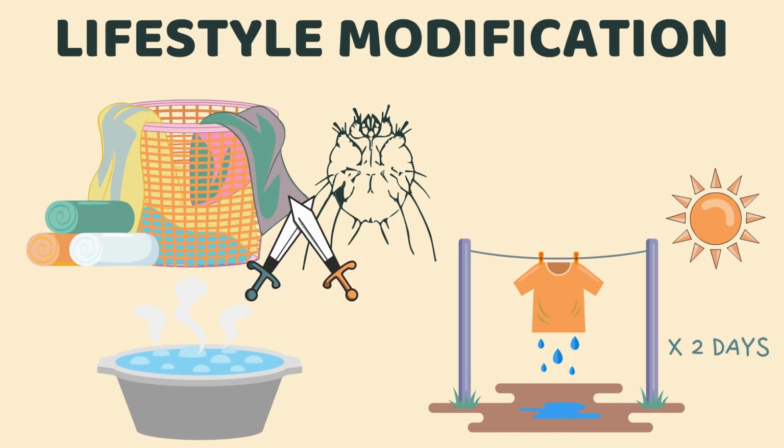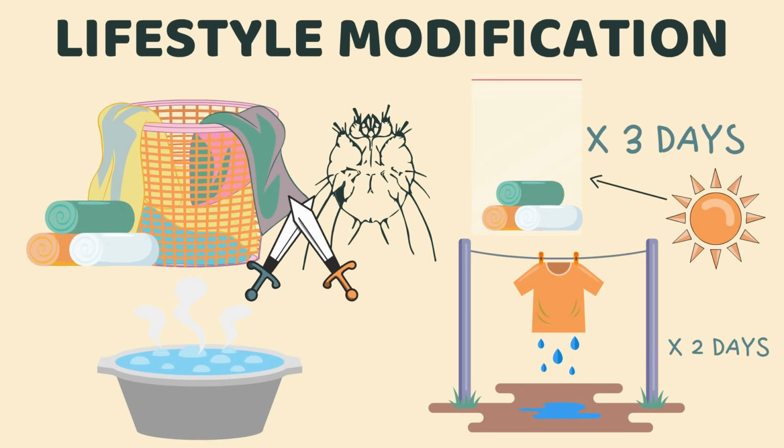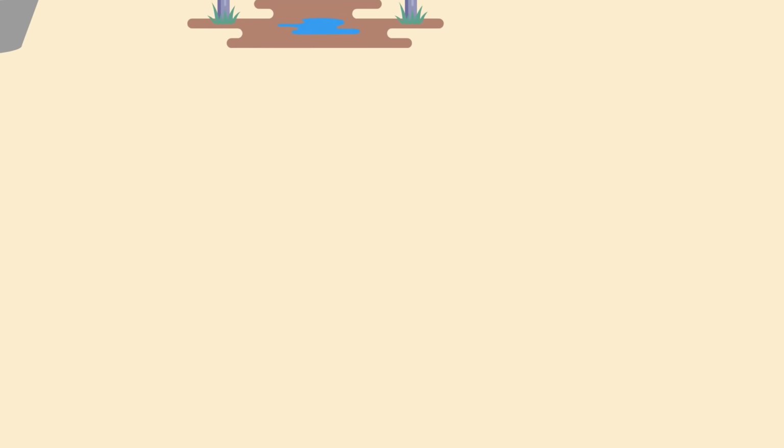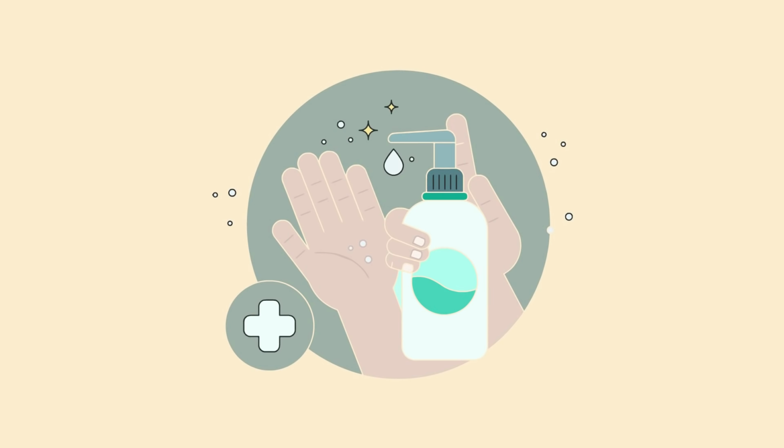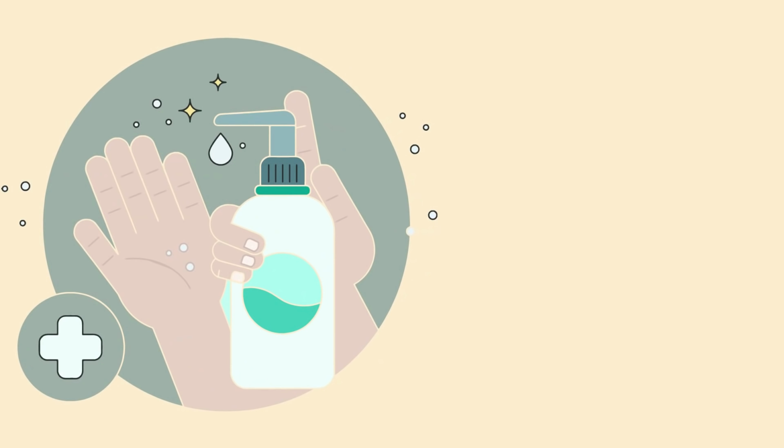And the items you cannot wash, wrap them in a closed plastic bag and keep them in sunlight for at least 3 days so that all the mites die. Always remember that good personal hygiene is the most important thing you can do to prevent scabies and its reinfection.